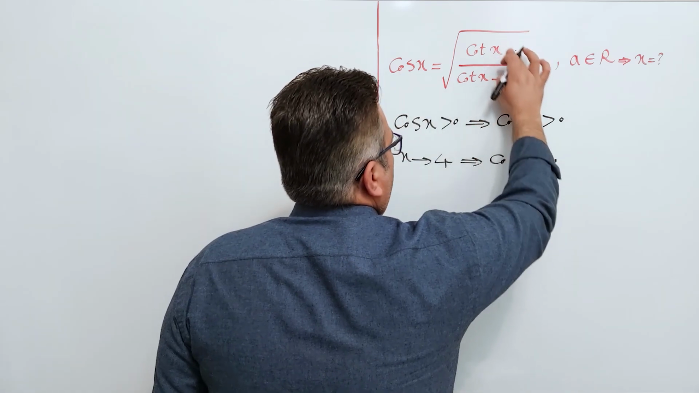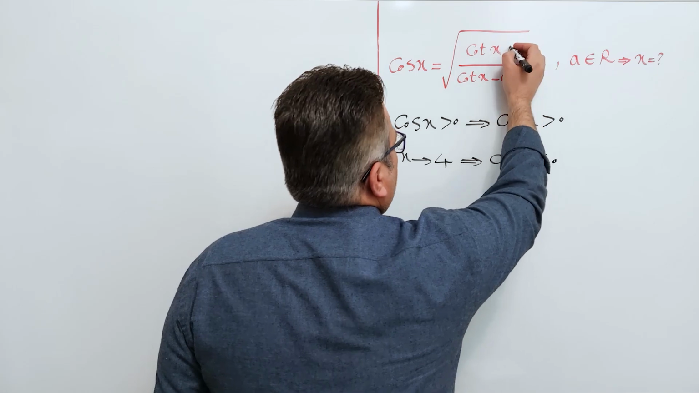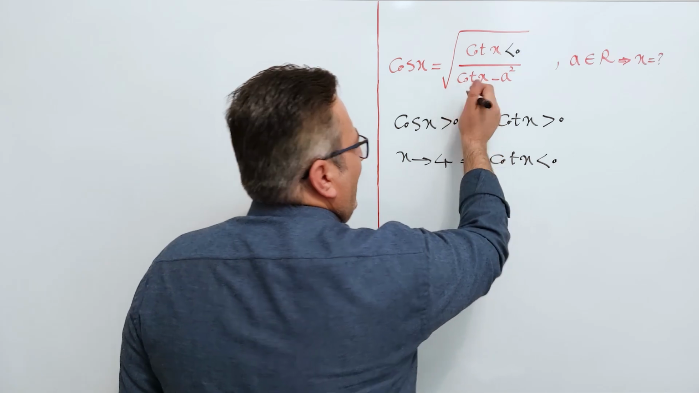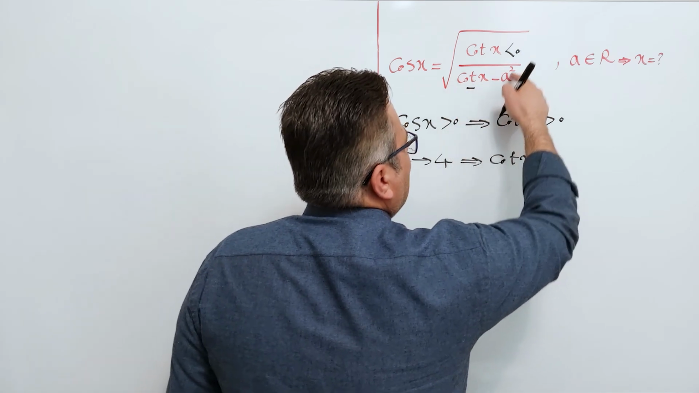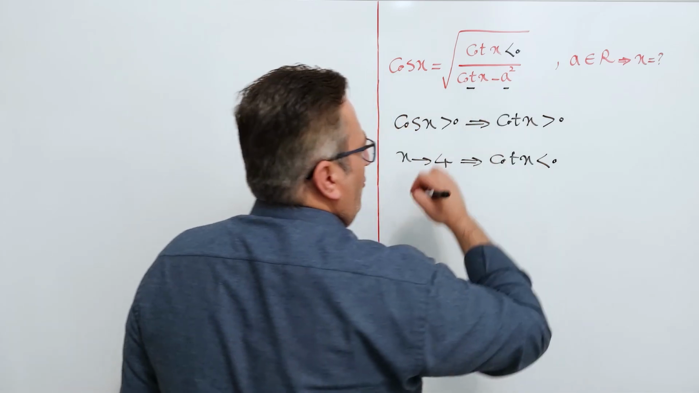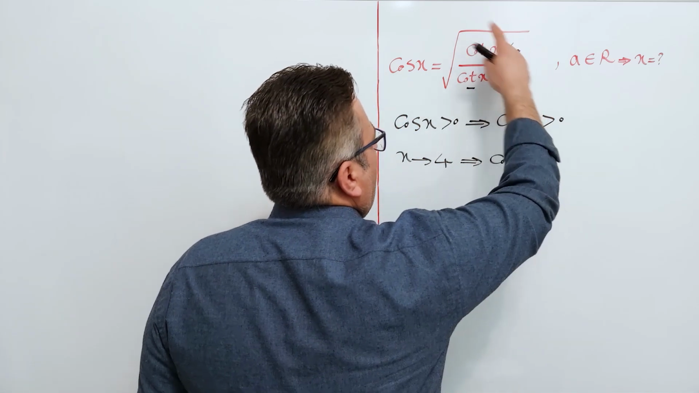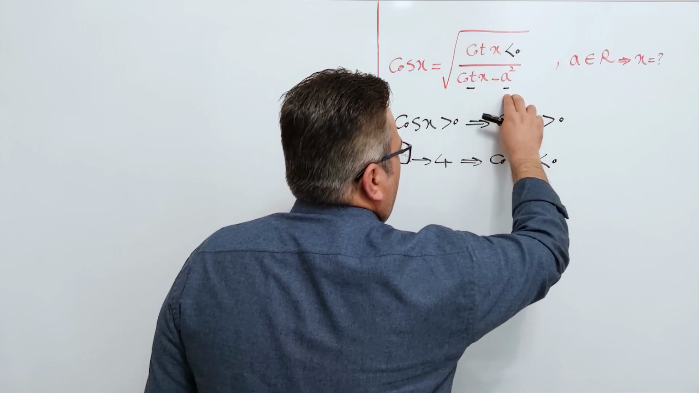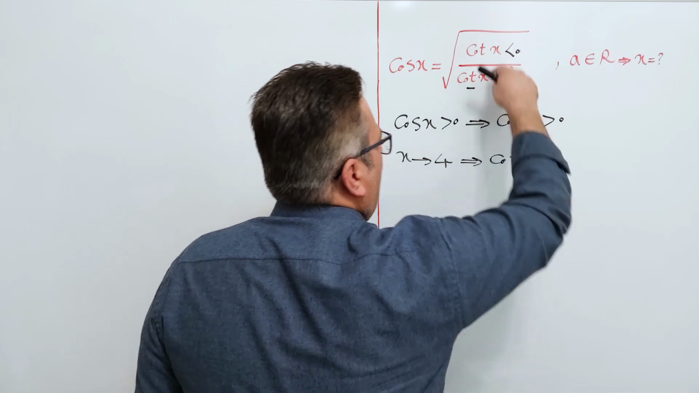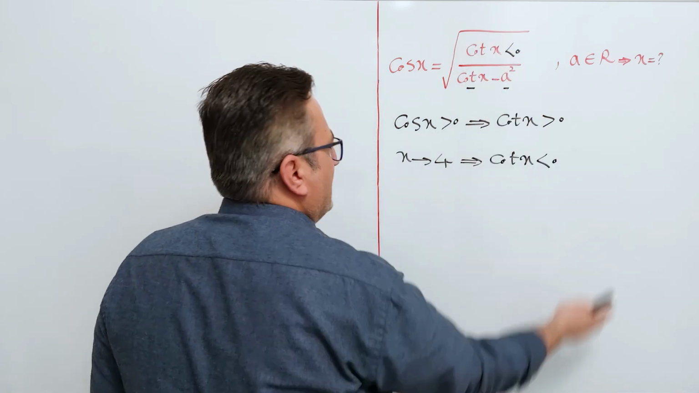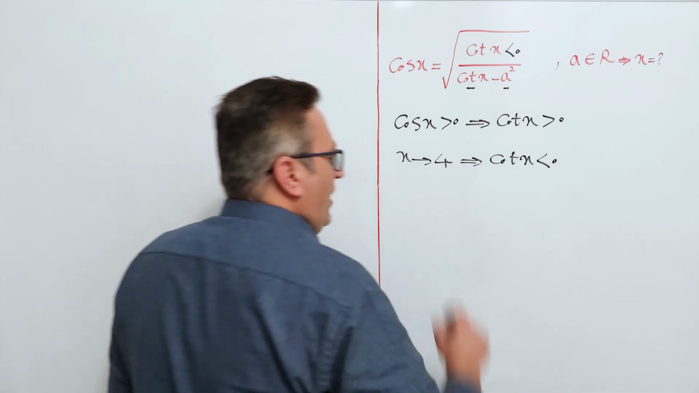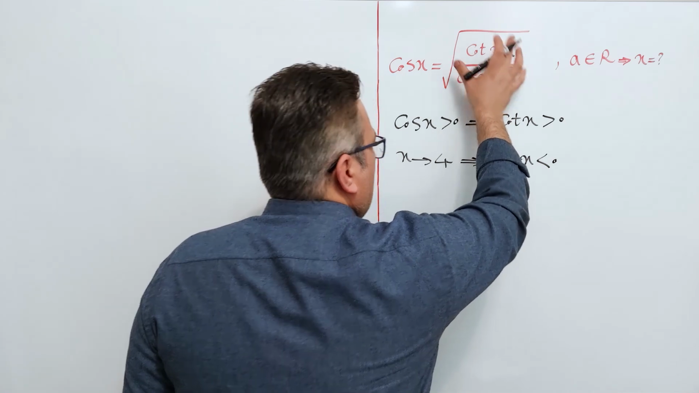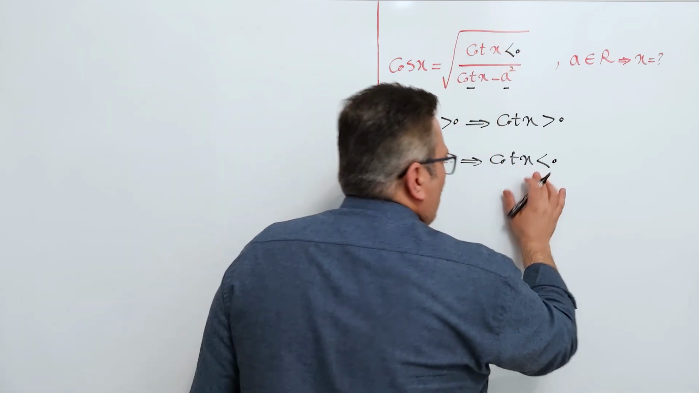Look at the inside of the square root. Cotangent x is negative. So cotangent x minus a squared is negative. Okay, so in the numerator cotangent is negative and the denominator is negative. Okay, so negative divided by negative is positive. So as a result, the whole fraction inside the square root is positive. So x is in the fourth quadrant.